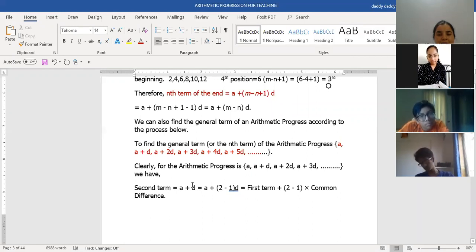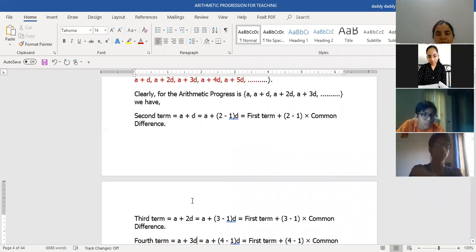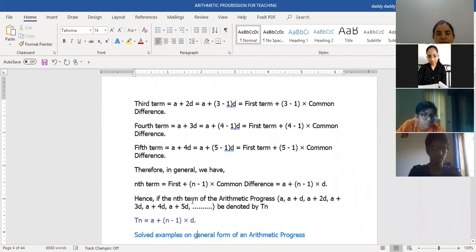We add the common difference to the first term and we get A plus D, which is the first term plus common difference. For the nth term, it is A plus n minus 1 into common difference. You can just remember this. Okay, let's move forward. This is the repetition.